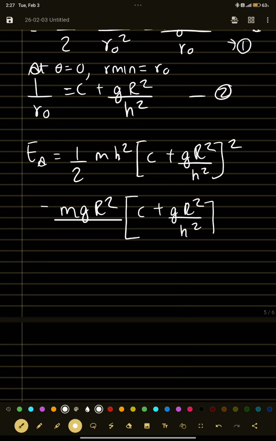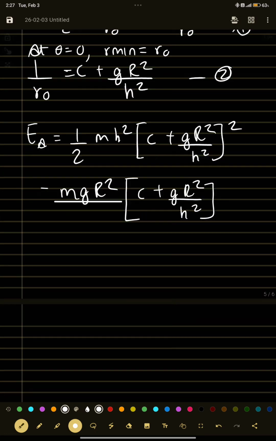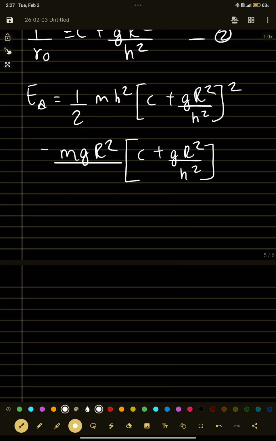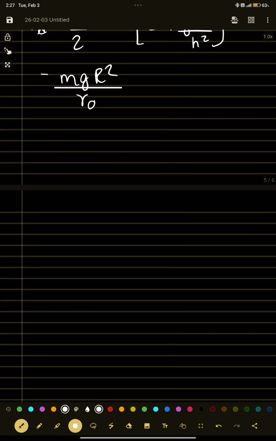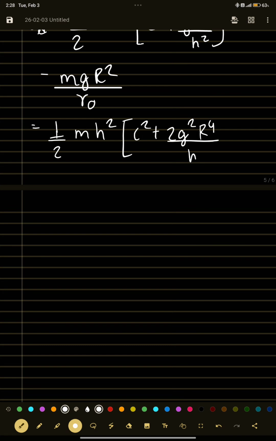Now you expand this. Now you expand the bracket or start multiplying.